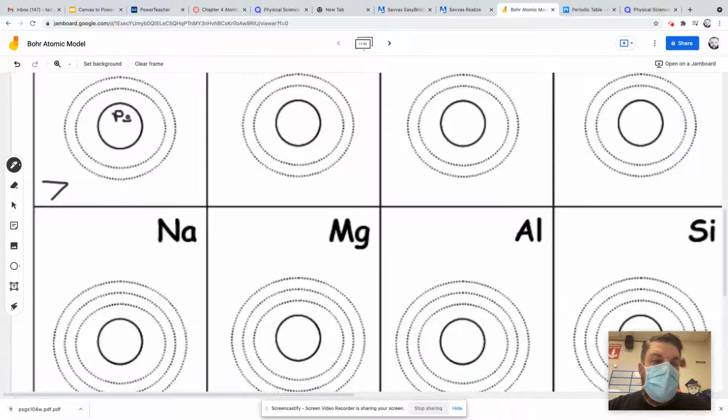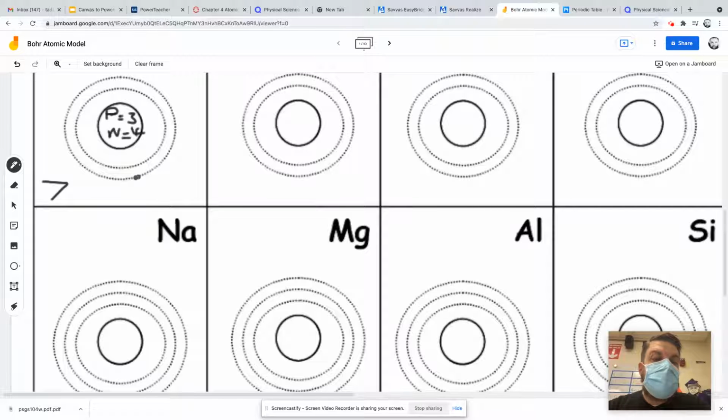Now, if my atomic mass is 7 and I have 3 protons, how many neutrons do I have? 4. Very good. So the periodic table tells me a lot of stuff. It's so hard to write. And then my neutrons is equal to 4.